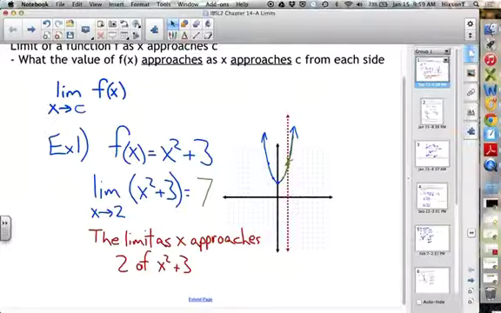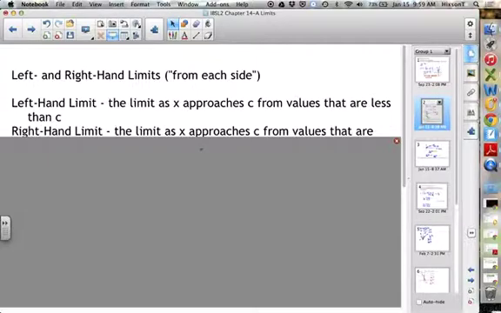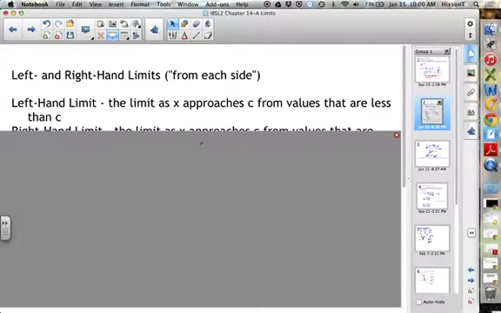Now, you'll notice I looked at the function as we approached from the left, as we approached from the right. Those two things that we just looked at actually have a name, and this is a significant aspect to this. Those are what are known as left and right hand limits. In our definition, we said it's what the function is approaching as we approach x from both sides, or from each side. Okay? So our left hand limit is the limit as x approaches c from values that are less than c.